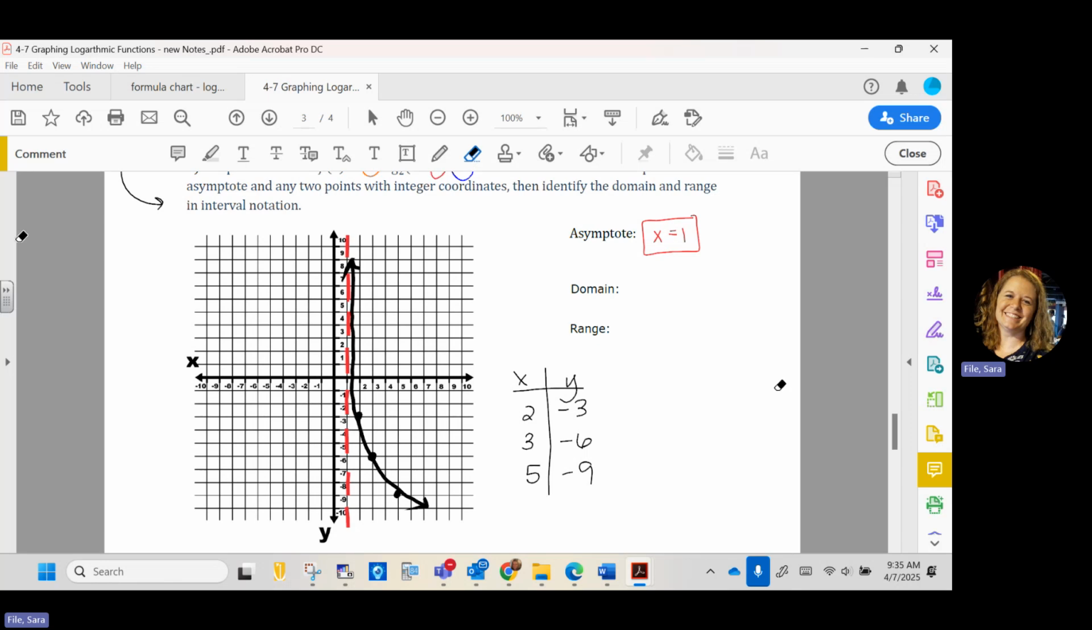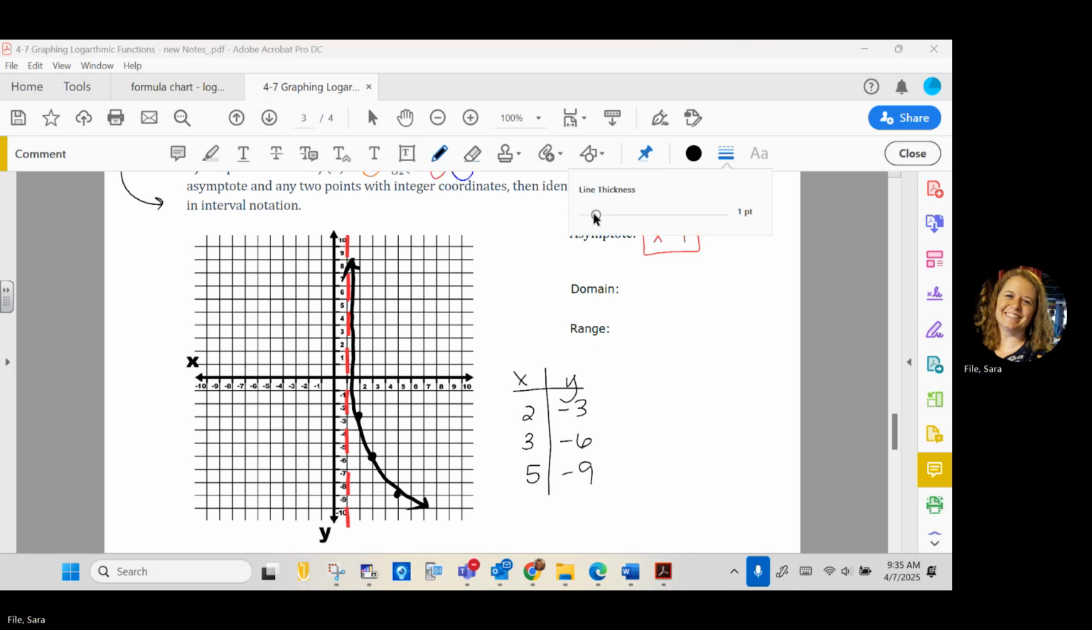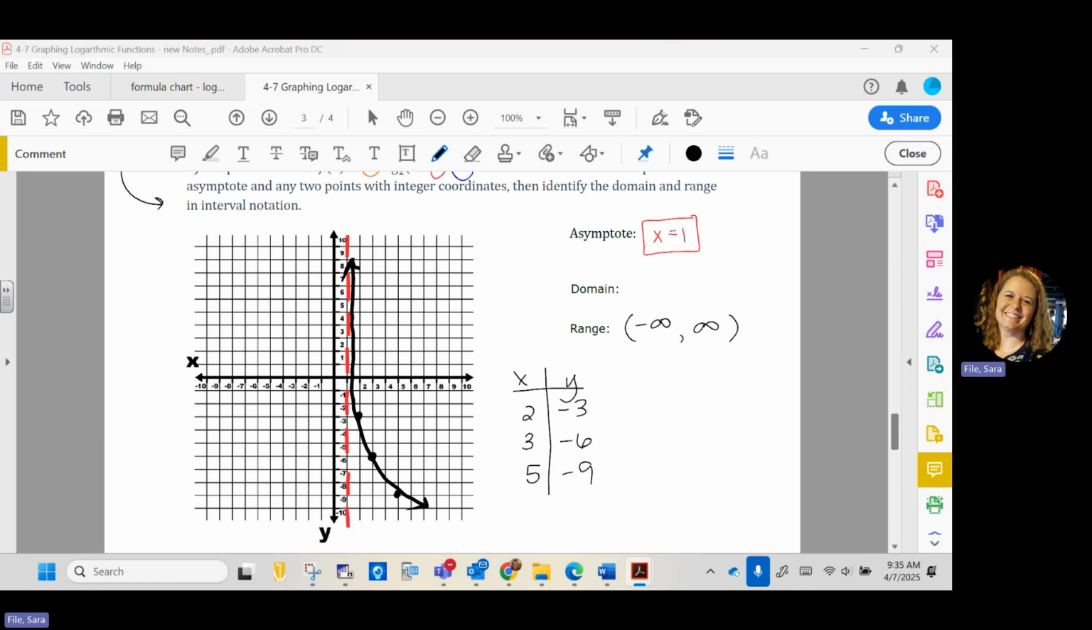Okay, so now I just have to give domain and range. What is the range for all logs? All real numbers, -infinity to positive infinity. Okay, what's the domain of this graph?